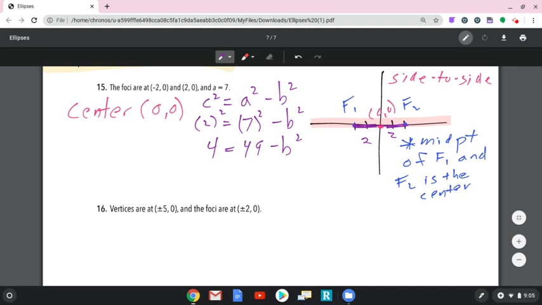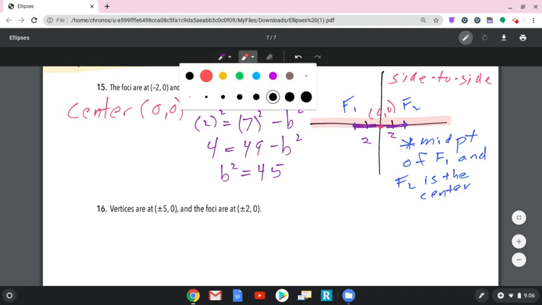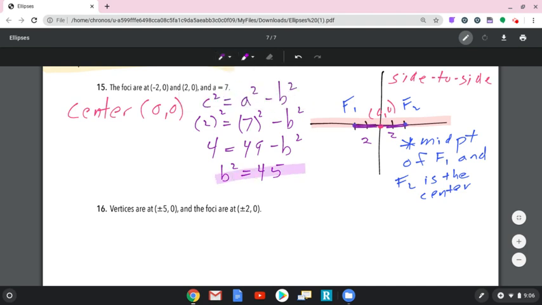Now remember, we don't need to find B. We need to find B squared, because B squared is what is in our equation. So if I add B squared and then I subtract 4, I get B squared is equivalent to 45. That is what I need in my equation. I need B squared. I don't have to worry about what B is. I need to know B squared.